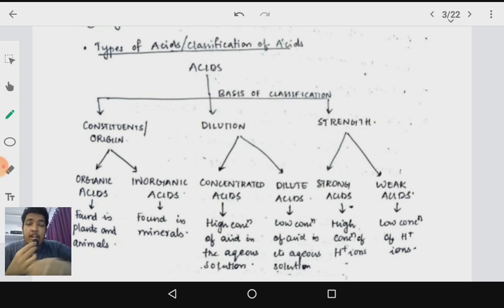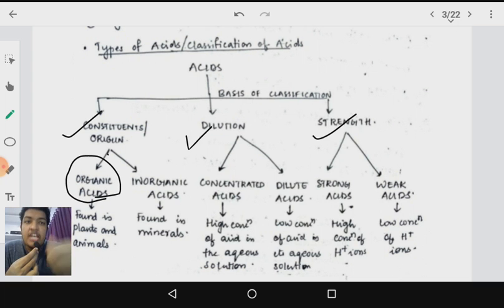Now let us go for a classification of acids. Acids can be classified on the basis of various means. First, on the basis of the constituents. Second, on the basis of dilution. And third, on the basis of strength. On the basis of the constituents or origin, it can be classified into two types. If the acid is extracted from a plant or an animal, it is known as organic acid, whereas those acids which are present in the earth's crust are known as inorganic acids.